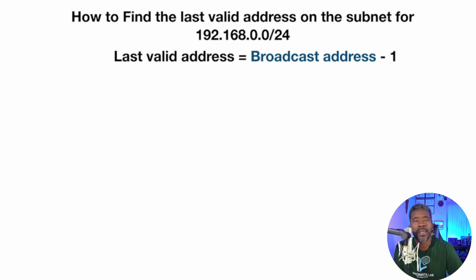In this quick lesson, I'll show you how to find the last valid IP address on two common subnets, 192.168.0.0/24 and 10.0.0.0/16. If you are learning networking or preparing for certification exams, this will make subnetting much easier. Let's dive in.